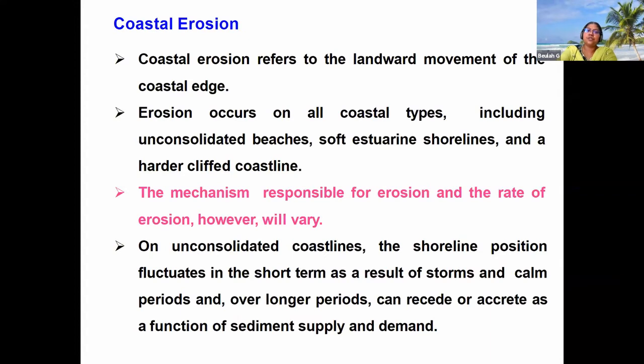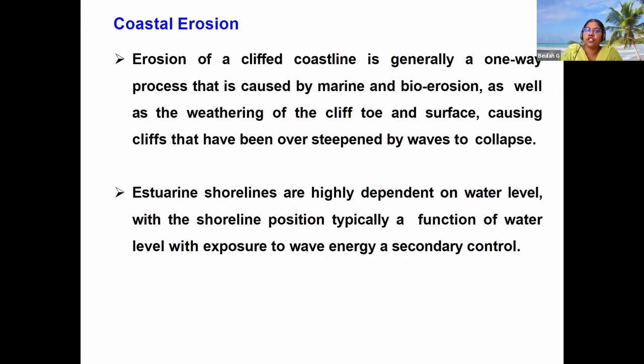So coastal erosion refers to the landward movement of the coastal edge, and erosion occurs in all coastal types: consolidated beaches, soft estuarine shorelines, and the harder cliff coastlines also. We have to make sure some sort of protective measures are ensured to protect the shoreline from erosion. The erosion of a cliff coastline is generally a one-way process, and estuarine shorelines are highly dependent on water level, with shoreline positions typically a function of water level, with exposure to wave energy as a secondary control.